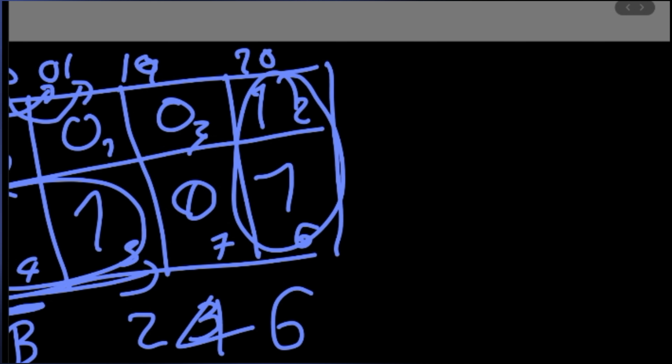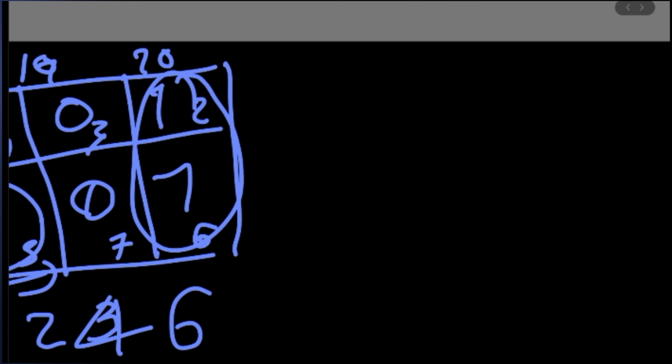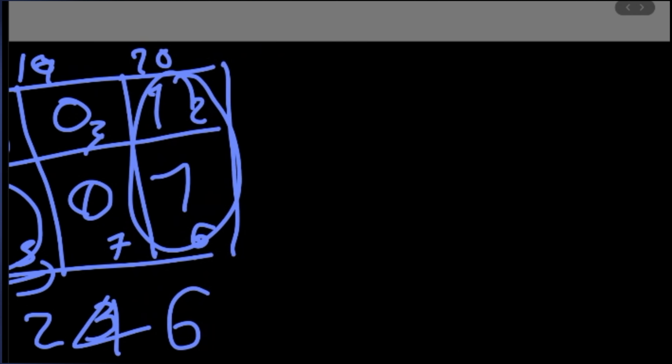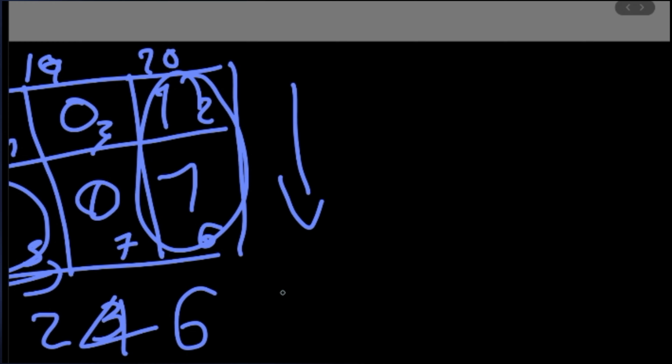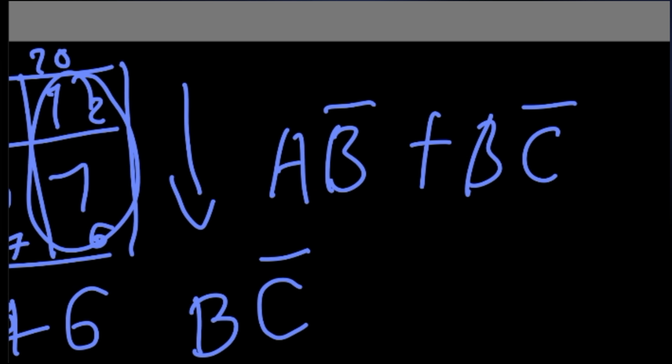Similarly here A is 1 and here A has changed. A has changed from 0 to 1, so we don't include A. But B and C remain the same. B is positive and C is negative. So it becomes BC complement. So the answer is AB complement plus BC complement.